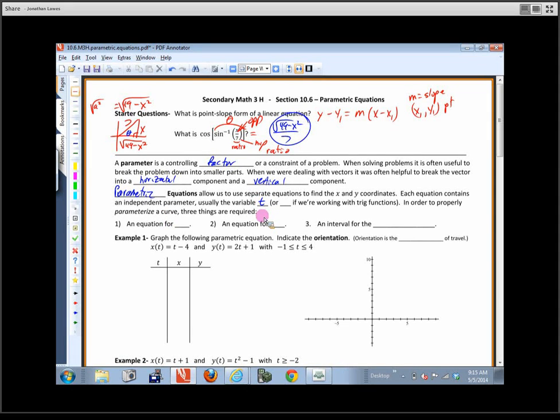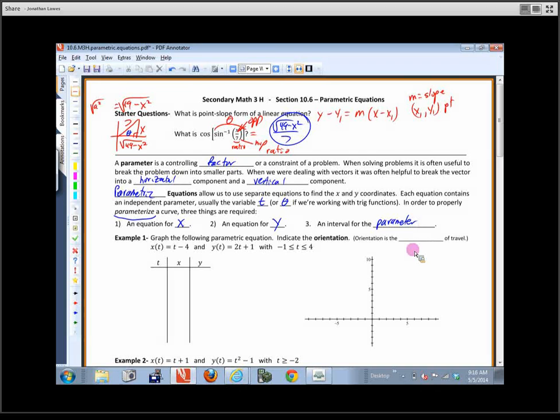Now, if we're working with trig functions, a lot of times we'll use the variable theta for the parameter. And if you think about it, we've got an English t and then we've got a Greek t there, okay? So we've got a t here and a theta there. And if we're going to parameterize a curve, so there's a vocabulary word for you, and we usually say curve for anything, even a line, we'll call that a curve, then we've got to do three different things. We've got to have an equation that determines what x is. We've got to have an equation that determines what y is. And we've got to have an interval for the parameter.